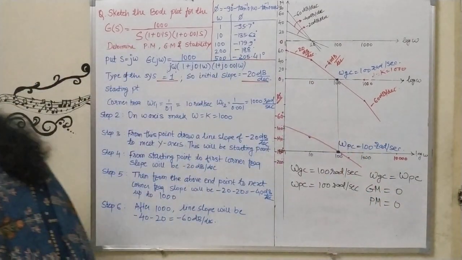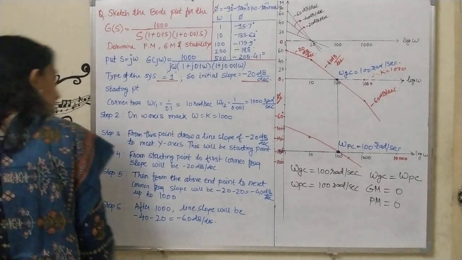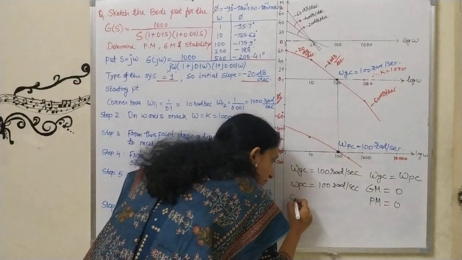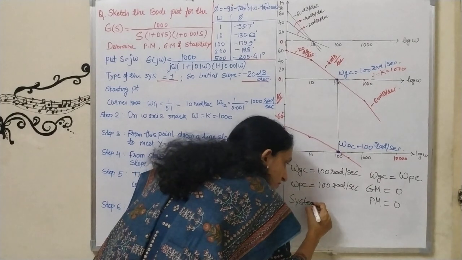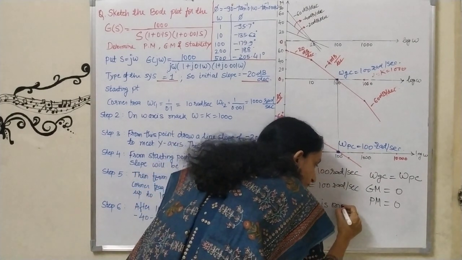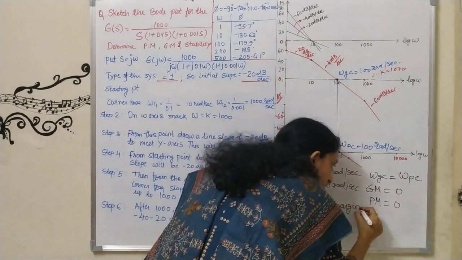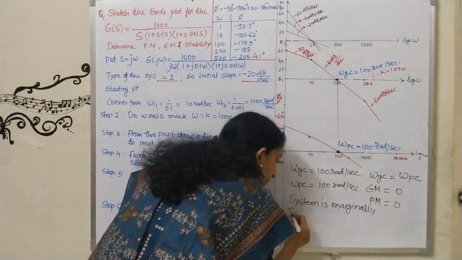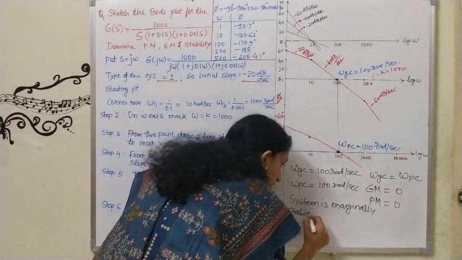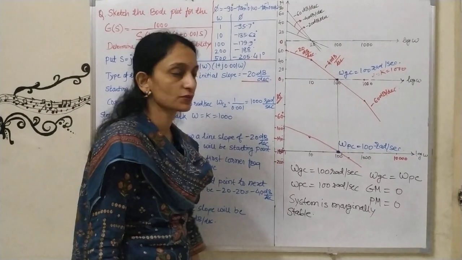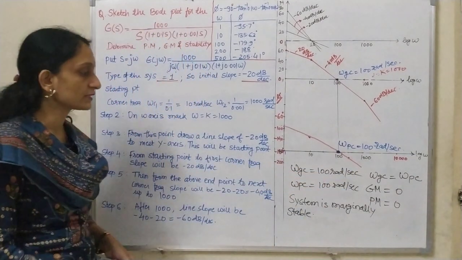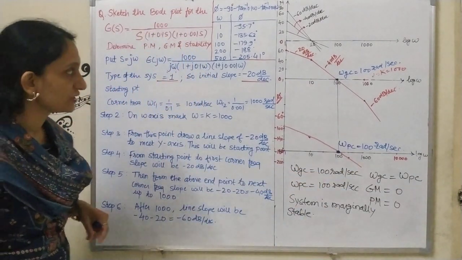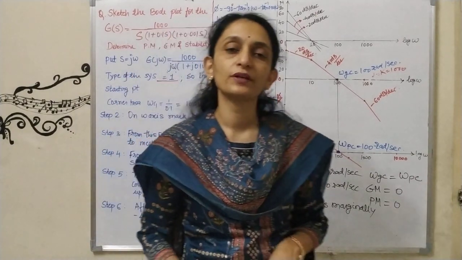Okay, so what will you comment on the stability? So I will write here, system is marginally stable. System is marginally stable. Okay, so when gain margin and phase margin are equal to 0, when omega GC is equal to omega PC, we are getting the system as marginally stable. Okay, so I hope you are getting it.